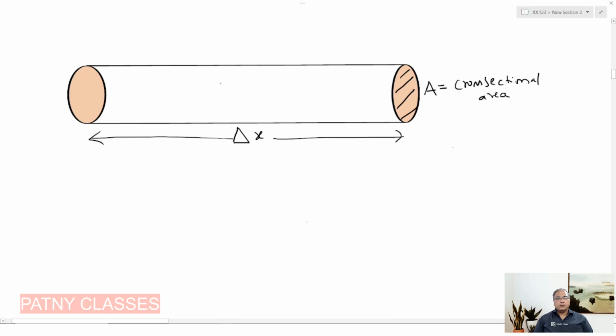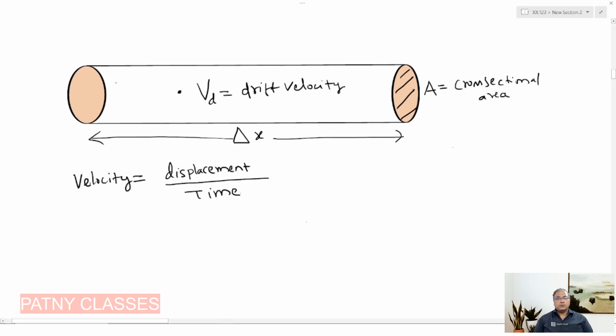And Vd is nothing but the drift velocity of the electrons. There are the electrons, and their drift velocity is given by Vd. Now, we assume that the electrons travel a distance dx in time delta t. Delta t is a very small time. dx is nothing but the distance traveled by an electron in time t.